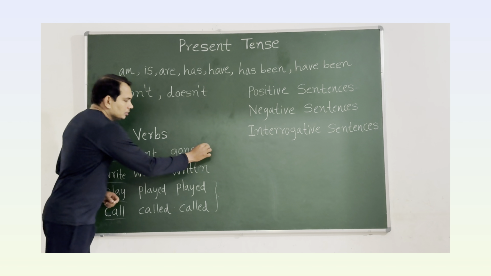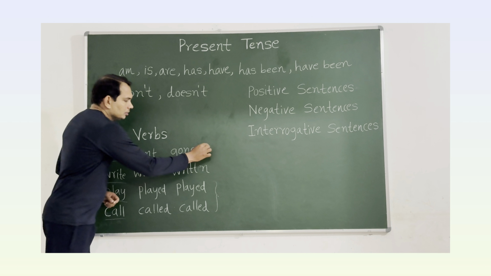The point that you need to bear in mind while forming sentences in the simple present tense is these verb forms: go, goes, write, writes, play, plays, call, calls. We use them in the simple present tense to make positive sentences. When we are to form negative sentences, we use don't and doesn't. Let's find out how positive sentences and negative sentences are formed in the simple present tense. I will explain it to you with the examples.